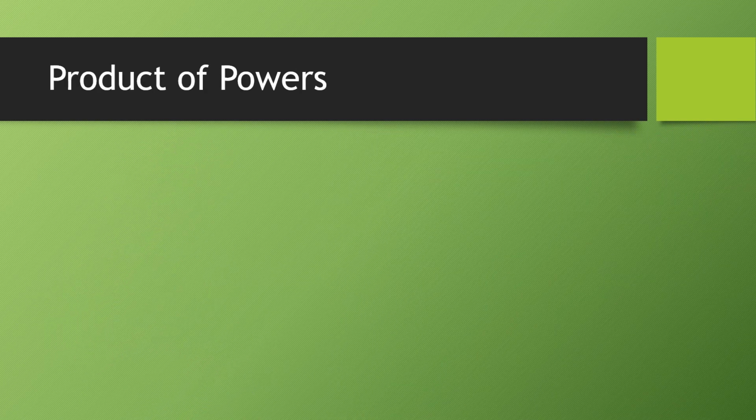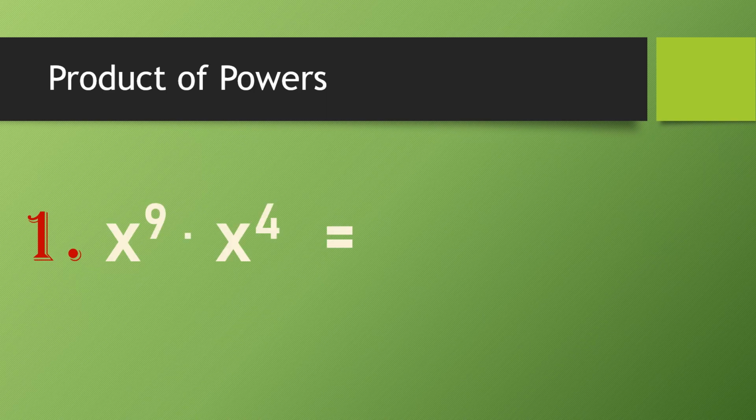First, the product of powers. If the bases are the same and the exponents are different, you just simply add their exponent. In this example, x to the 9th power times x to the 4th power is equal to x to the 9th power plus 4, which is x to the 13th power.